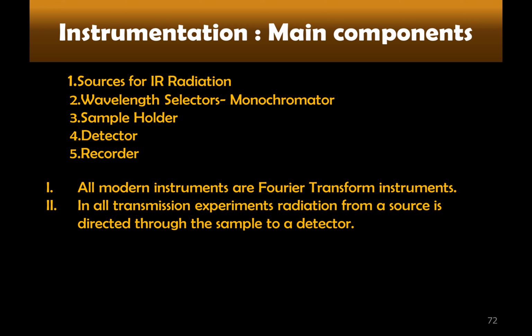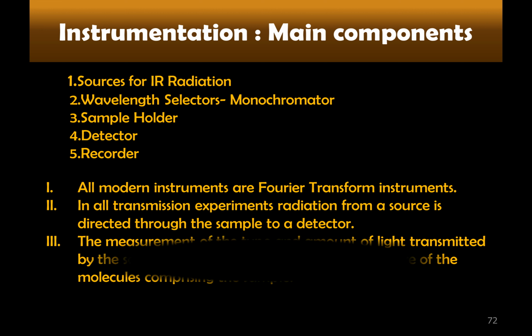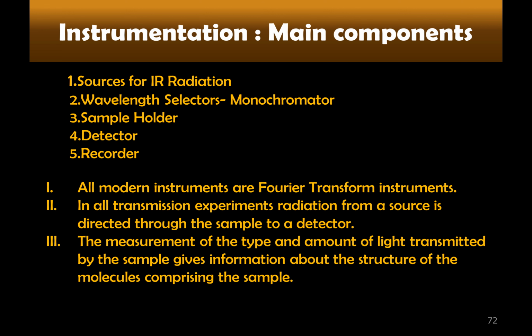In all transmission experiments, radiation from a source passes through the sample and then goes to the detector. The measurement of the type and amount of light transmitted by the sample gives information about what has been absorbed and, vis-a-vis, what is the structure of the molecules comprising that sample.